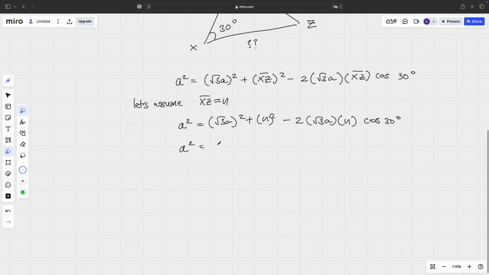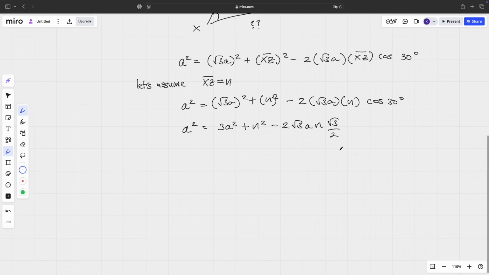Okay, so we're gonna expand this equation. So a squared plus n squared minus 2 times square root of 3 times a times n times cos 30, which is square root of 3 over 2. Okay, so we are now going to be simplifying this equation. So a squared is equal to 3a squared plus n squared minus 3 times a times n.